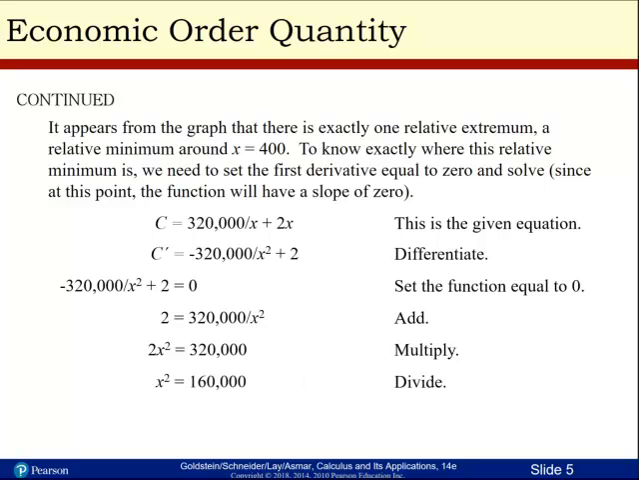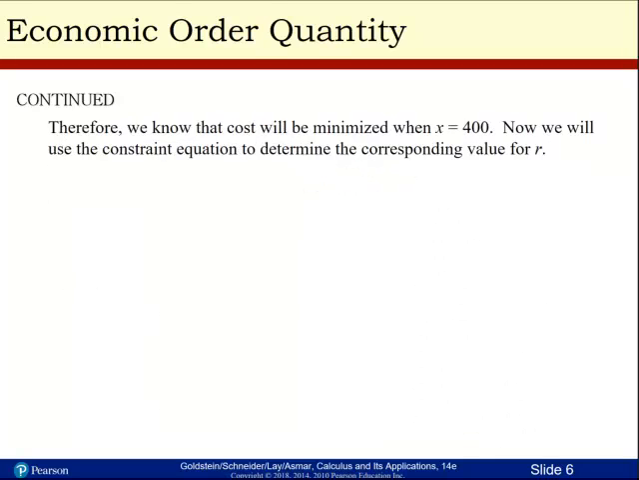What we'll end up with is that x equals positive or negative 400, but of course we're not going to take negative 400 because that wouldn't make sense. So we will take x equals 400. Now we know that the cost is minimized when x equals 400.